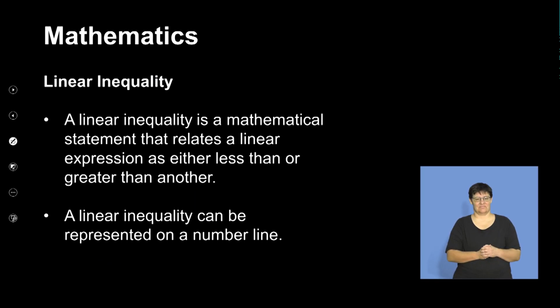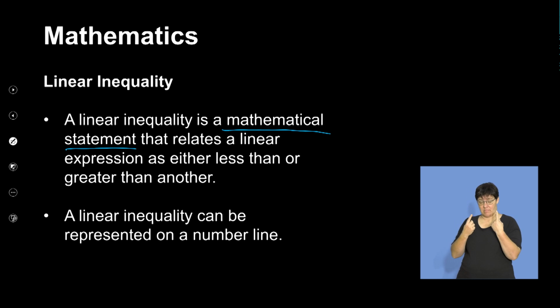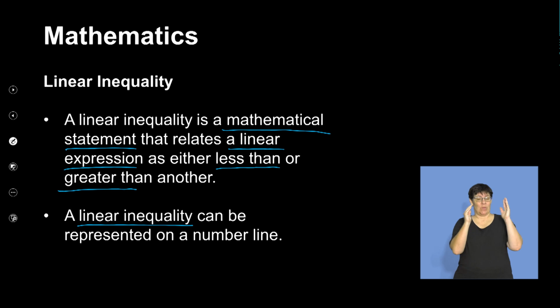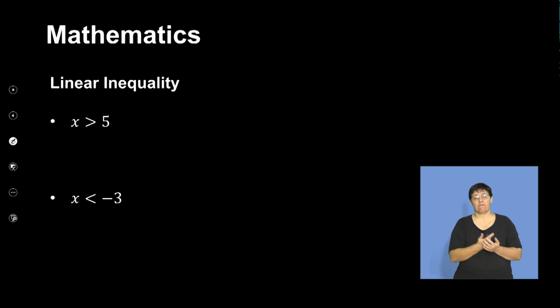So firstly we look at the definition of a linear inequality. This will be a mathematical statement that relates a linear expression as either less than or greater than another expression, a linear expression that is. Also, this linear inequality, we can use a number line to represent it because it really just talks about less than or greater than. But remember, I said equality can be thrown in there as well. You can say less than or equal to, or you can say greater than or equal to. You can always throw that in, but we'll look at it at a later stage.